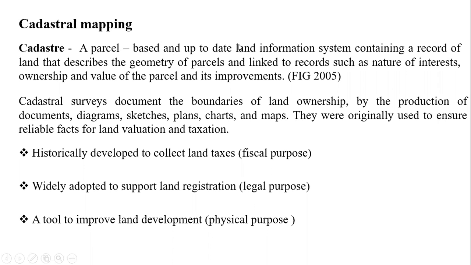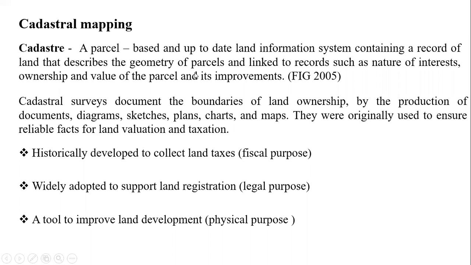For example, in one area there is 1 acre of land. In 1950 it is under some person's name, but in 2020 or 2021 that land may be shifted to another person. So that map will always be up-to-date information containing records of land that describe the geometry of the parcel. Yes, some geometry will be there.